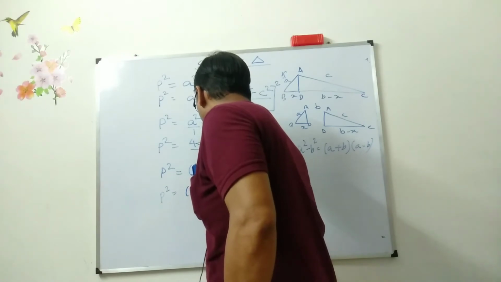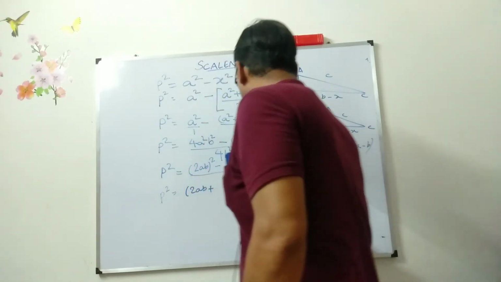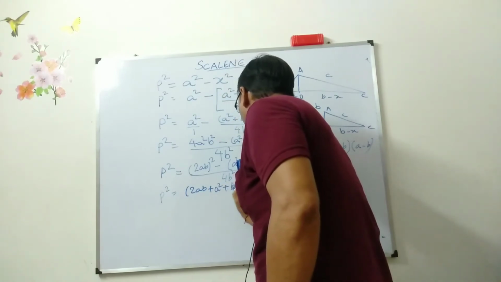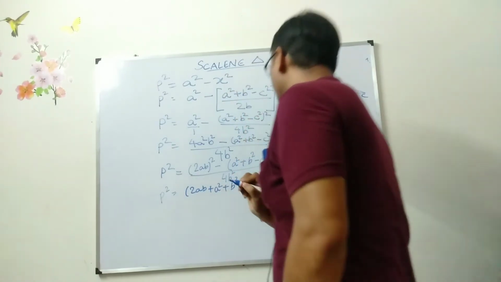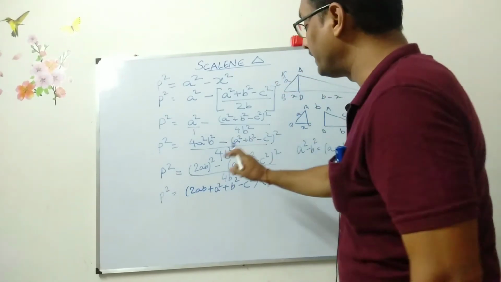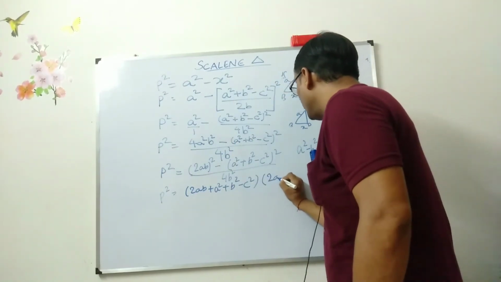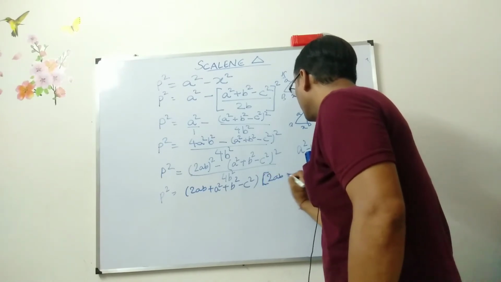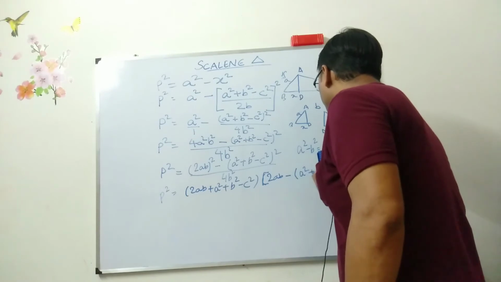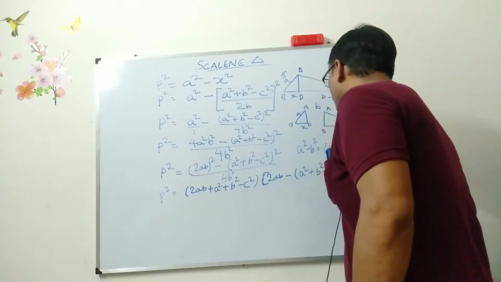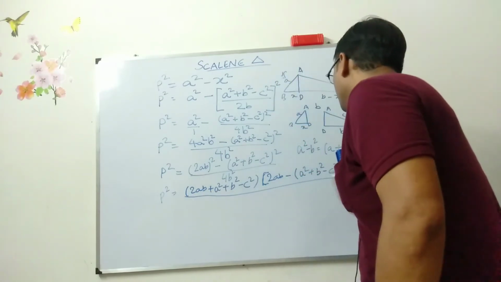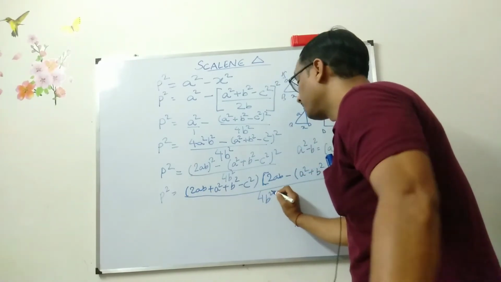A plus b. What is b? This. This is a plus b, and again you need to write a minus b. 2ab minus b. What is b? A square plus b square minus c square by 4b square.